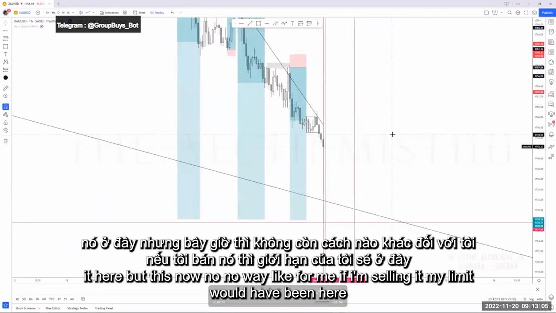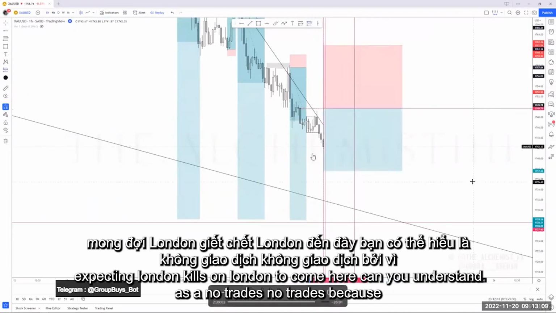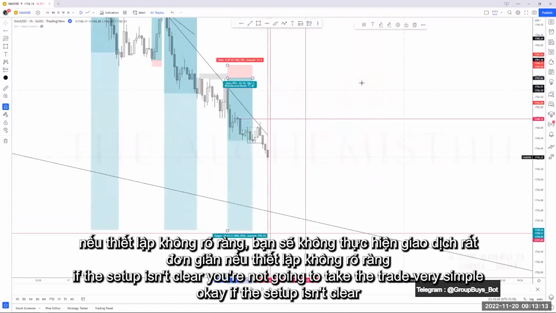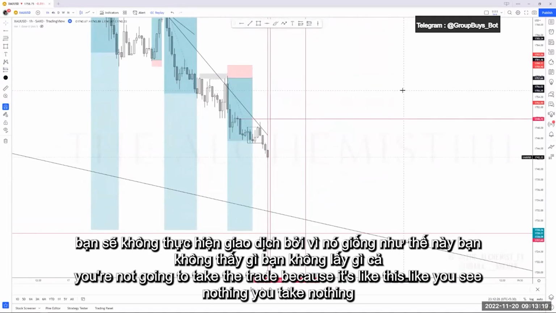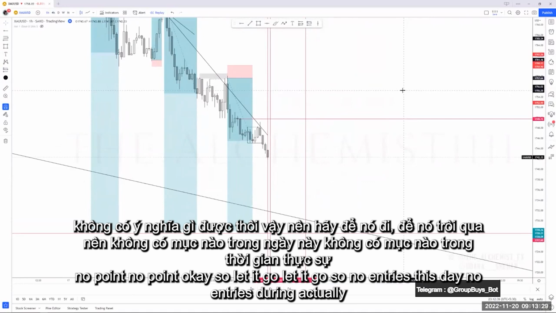Like for me, if I'm selling it, my limit would have been here, expecting London kill zone or London to come here. Can you understand? So no trades, because if the setup isn't clear, you're not going to take the trade. Very simple. Like you see nothing, you take nothing. That's it. If you do not know what you're trading, then what's the point of taking an entry, right? No point. So let it go.